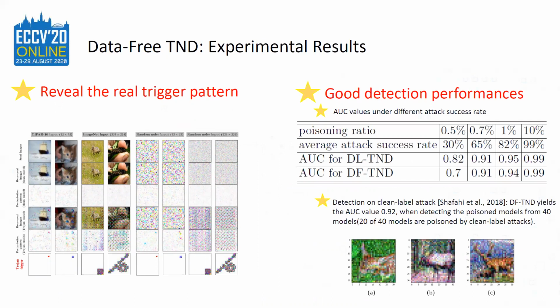The right figures show that the data-free Trojan net detector also has good detection performance under different attack success rates. In addition, we show that the data-free Trojan net detector can work on clean label attack, which is a kind of attack that does not have explicit triggers.